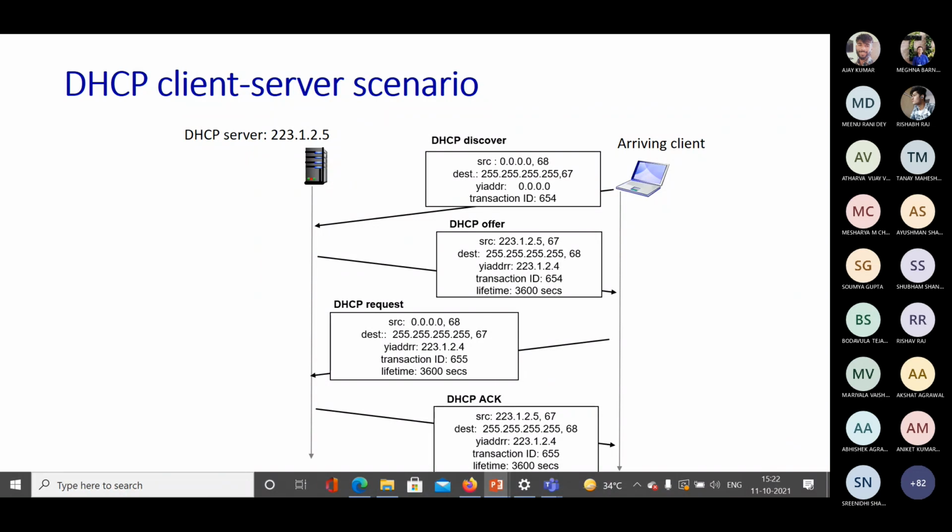There might be two DHCP servers in the same network, and one of the servers gives the IP address, and to tell the other DHCP server that I am using this IP address, we are broadcasting. Still, it's a special scenario. You are saying that there are two DHCP servers.